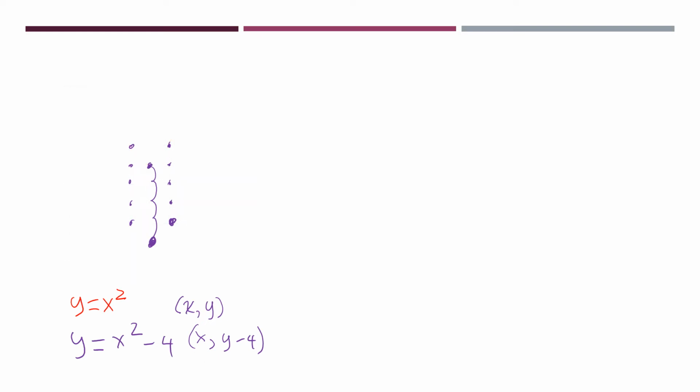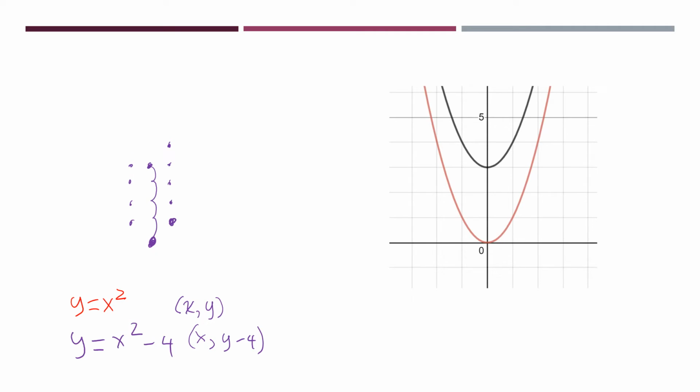Let's look at the next example. In the red, again, is our y equals x squared. Our black is y equals x squared plus 3. What I want you to notice here is from our parent function, we've moved our graph up 3 places. So that's up 3 places. This point is up 1, 2, 3 places. This point is up 1, 2, 3 places.